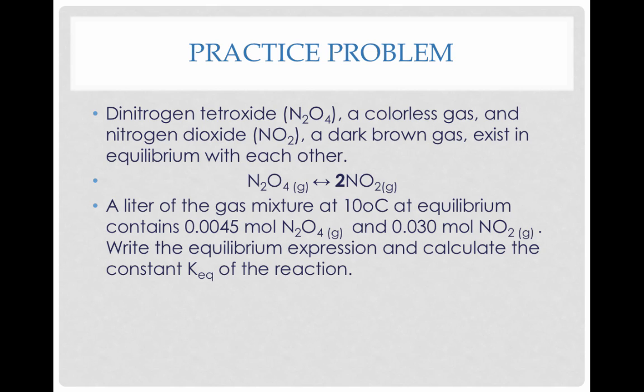So it says a liter of a gas mixture at 10 degrees Celsius at equilibrium contains 0.0045 moles of dinitrogen tetroxide, or 4.5 times 10 to the negative 3 moles. And you also have 0.030 moles of nitrogen dioxide. So these values are at equilibrium at a given temperature in a closed system. We're going to write the equilibrium expression and then calculate the KEQ of the reaction. So you notice that the balance has already been taken care of, so there's 1 mole of dinitrogen tetroxide on the reactant side, and it's producing 2 moles of nitrogen dioxide. Those numbers are important.